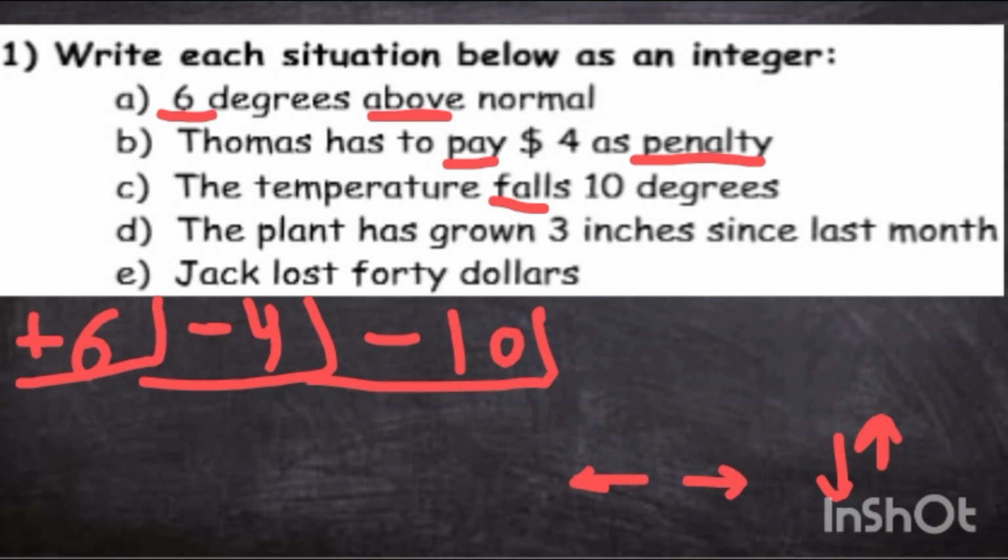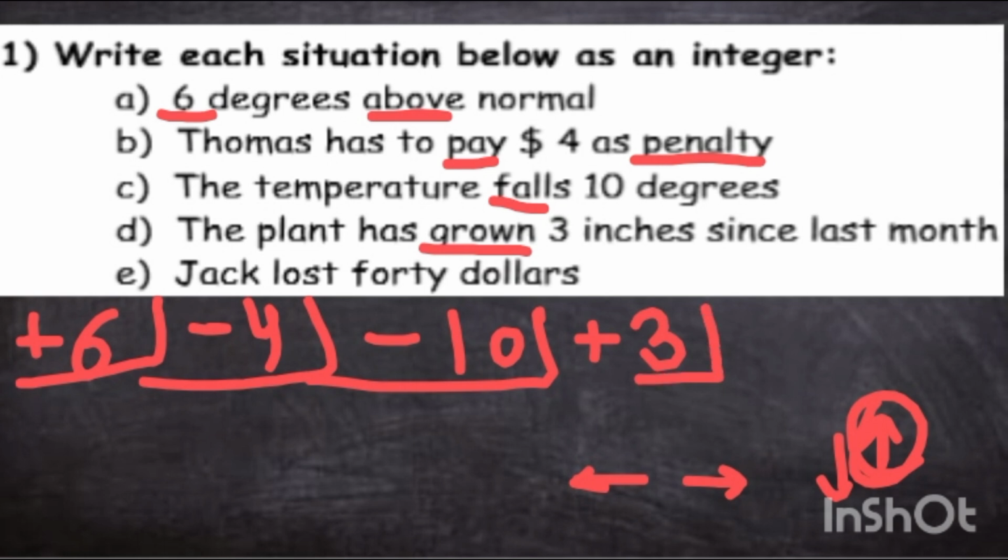Okay. Then in our part D, it says the plant has grown 3 inches. It has grown, which means its height has increased. It means it is +3. Then in our part E, the situation says Jack lost $40. It means he loses $40, right? So our integer would be -40.